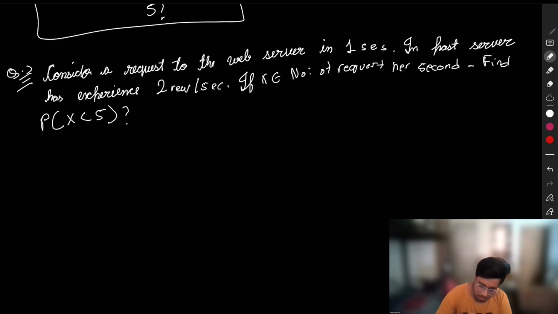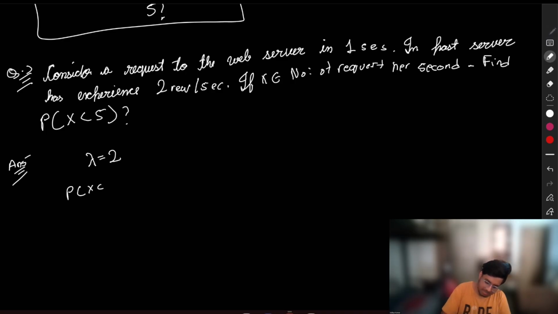So the question is in front of you. I recommend you to pause this lecture and at least attempt the question. I hope you have paused the lecture and at least tried to attempt or read the question. Now let's read the question together. Consider a request to the web server in 1 second. In the past, the server has experienced 2 requests per second. So what is the value of lambda here? 2. Lambda is the average, so the average is 2 requests per second. If x is the number of requests per second, find the value of P(x less than 5).